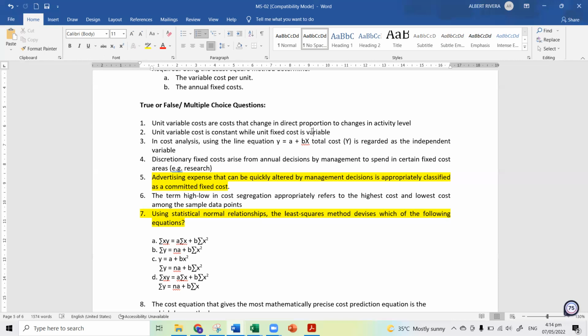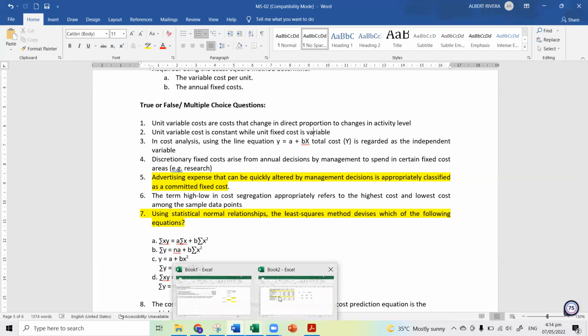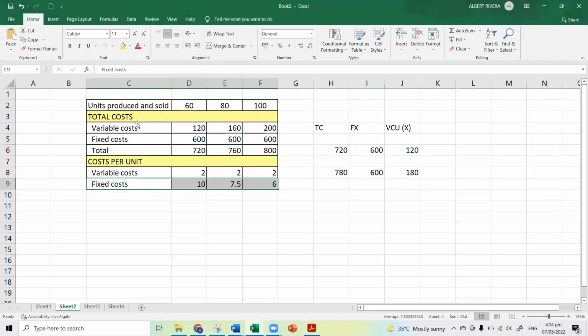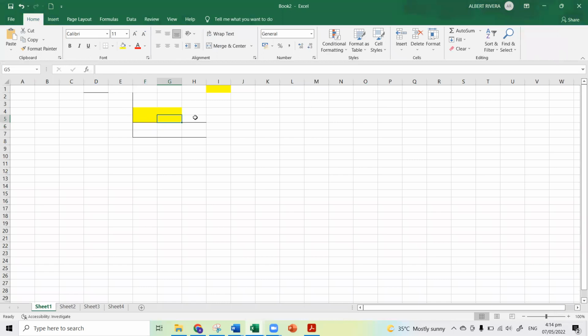O di ba, nag-discuss ba tayo dyan kanina ng y-axis at x-axis? Yung nag-intercept, yung tumama dun sa y-axis. Ano na nga ulit yon? That is your, ito. In this illustration, yan o, di ba yan? Ito yung y-axis, tumama, y-intercept. Ano to? Ano yung line na yan? That is your, regardless of the level of activity, that cost remains constant. Okay, so your y-intercept is your fixed cost.